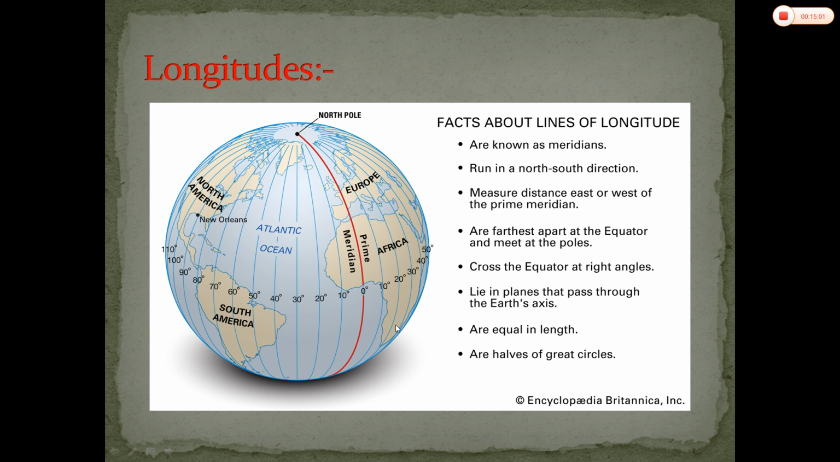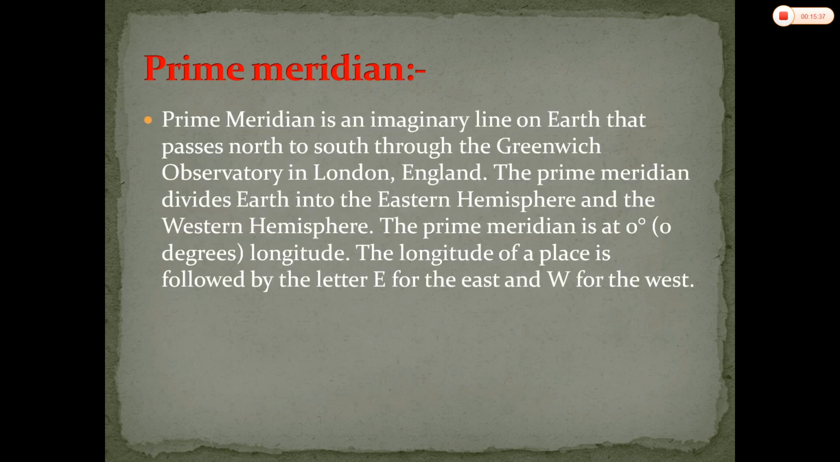Longitudes lie in planes that pass through the Earth's axis. In this way, all the longitudes are of similar length. None of the longitudes is small or long, and in this way, we can say these longitudes are halves of great circles. If you see, all the longitudes are dividing the earth into different halves.